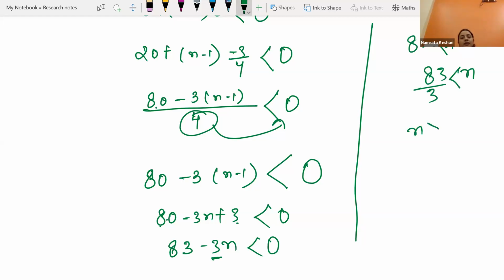You can also write it like this: n bigger than 83 by 3. 3 times 27 is 81, so we are getting 27 point something. N is bigger than 27 point something. So the first possible n is 28. Yeah, perfect.